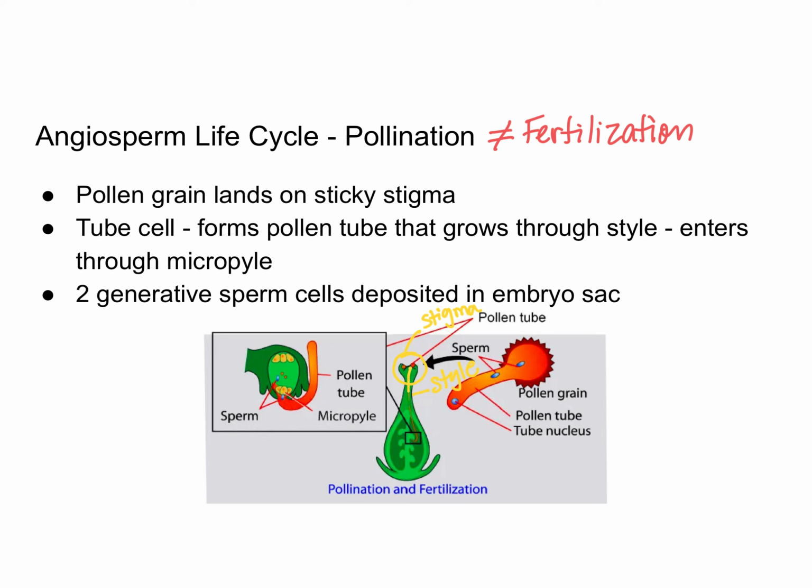And so that pollen tube is going to start moving down through that style to eventually deliver the sperm to the cells in the ovule. And you can see the zoomed in kind of picture of the ovule over here. And you can see that pollen tube forming and coming down and eventually entering the ovule through this opening called a micropyle. And then those sperm cells get deposited into the embryo sac, which is what this structure is now referred to as.